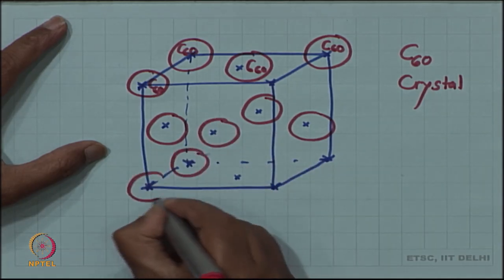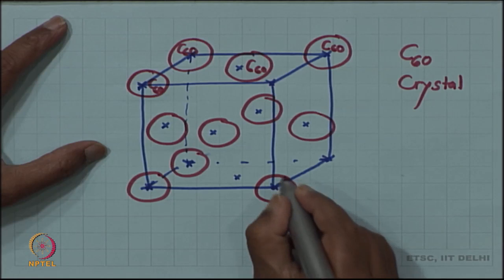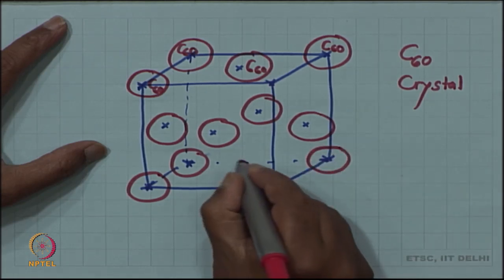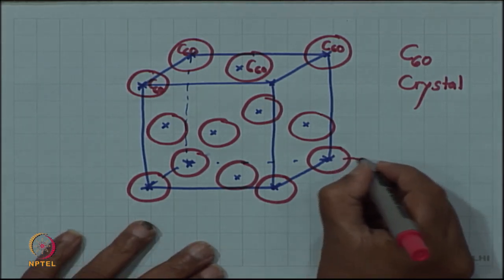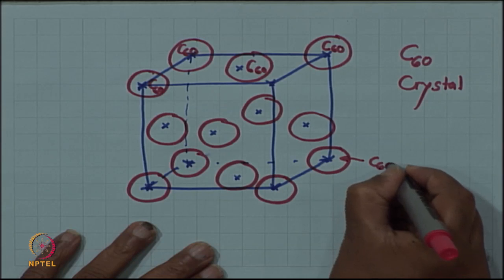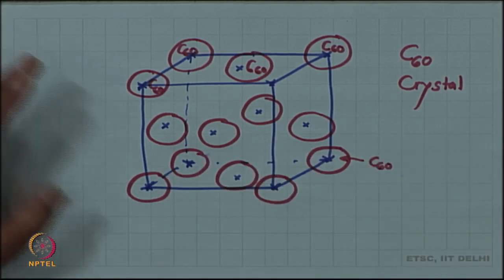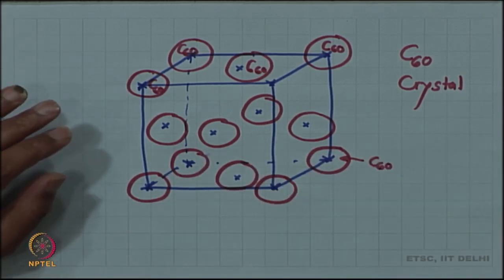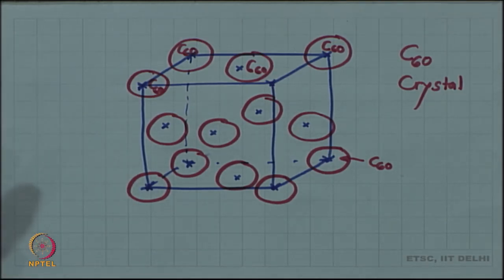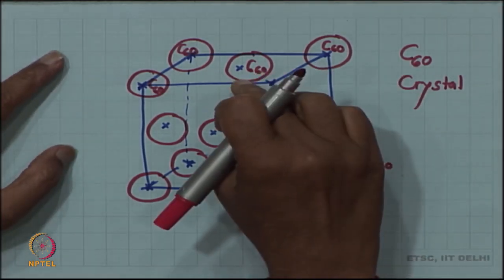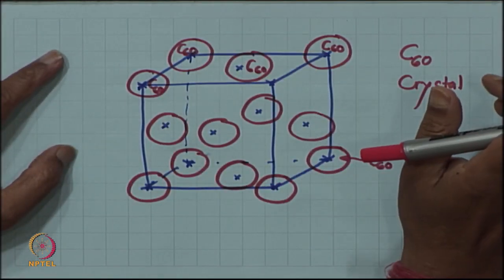So, I keep placing at each of these lattice points a 60 atom molecule. The centroid of the molecule coincides with the lattice point, but the carbon atoms do not coincide with the lattice point. They are distributed around that lattice point as a truncated icosahedron. All of these are C60. So, you can see the structure is very different from the cubic close packed structure, where each of these spheres would have been a single atom.